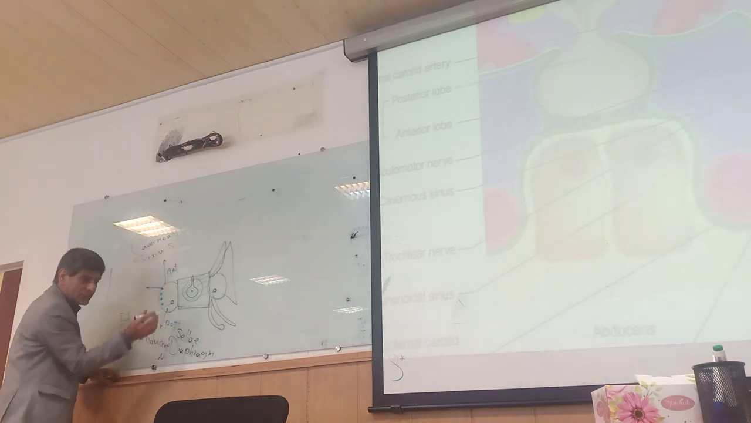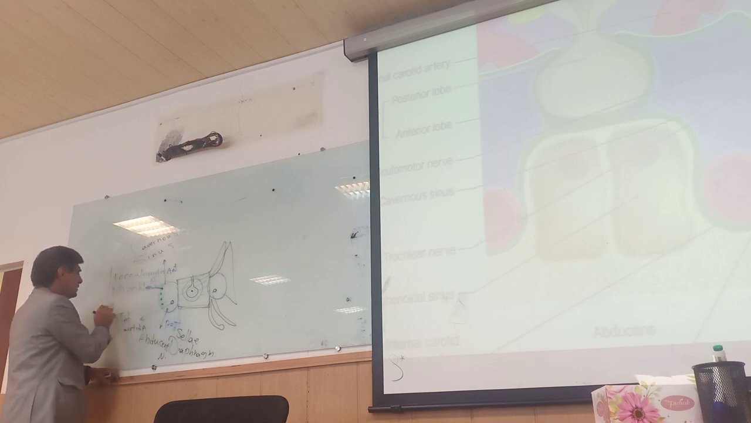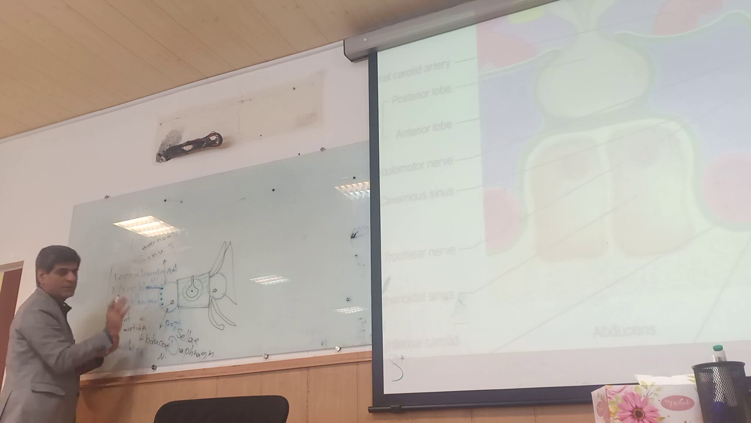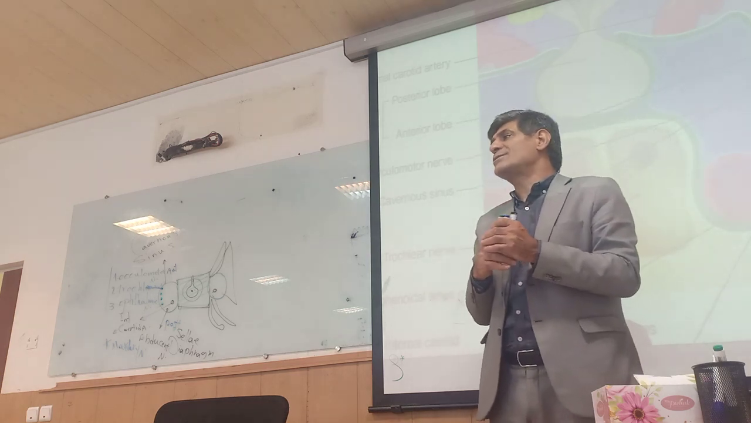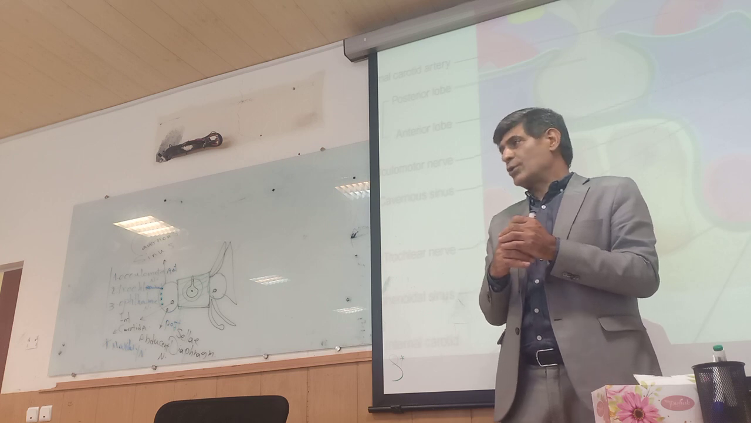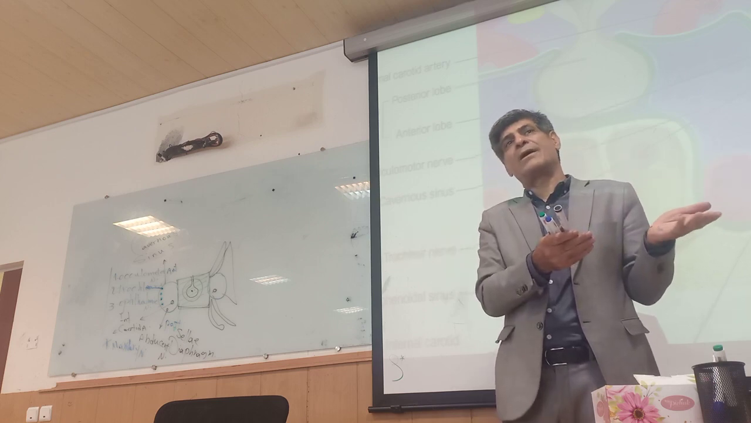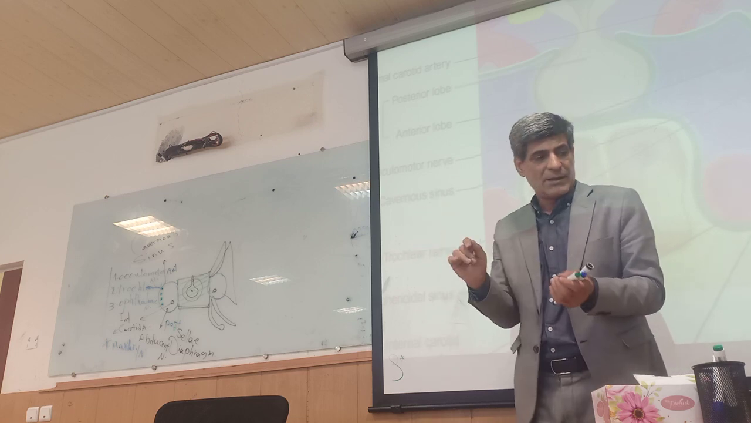The lateral wall has relations with four structures: one, the oculomotor nerve; two, the trochlear nerve; three, the ophthalmic nerve; and four, the maxillary nerve. All these structures relate to the lateral wall of the cavernous sinus, except the mandibular nerve, which emerges through the foramen ovale. Did you understand this part? Very important.